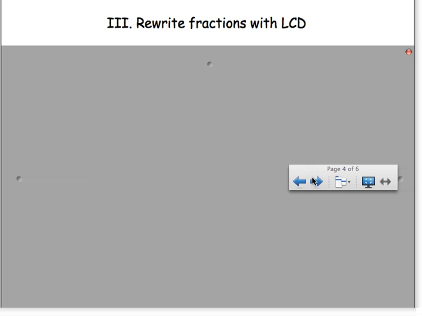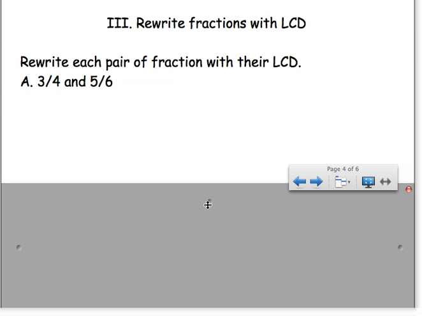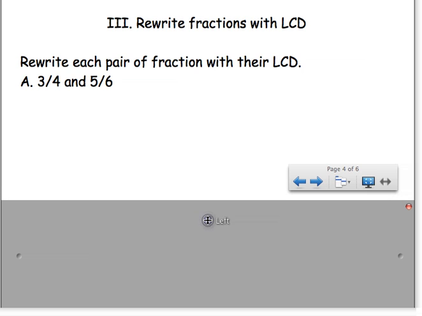Okay, the last slide for this video is rewriting fractions after we found the least common denominator. So what we're going to do is rewrite the fractions that we just saw, 3/4 and 5/6, with their least common denominator. If you remember on the last slide, we found that the least common denominator between these two fractions was 12.